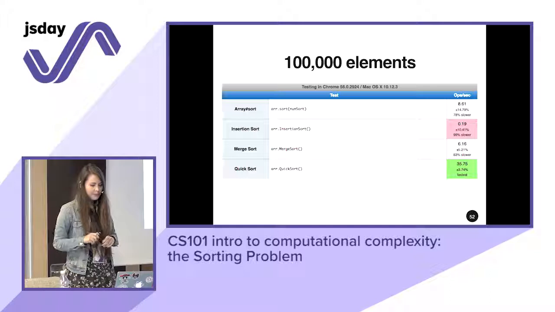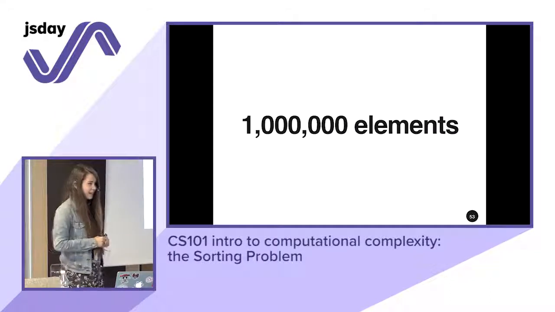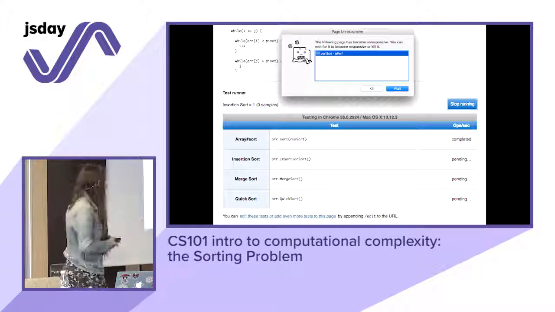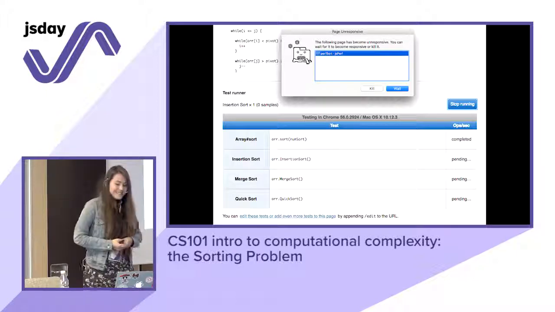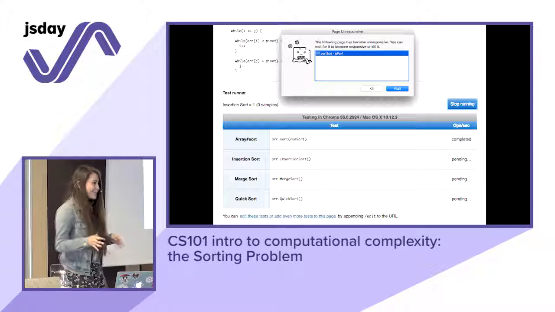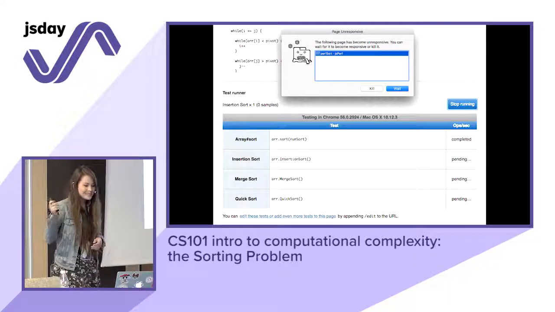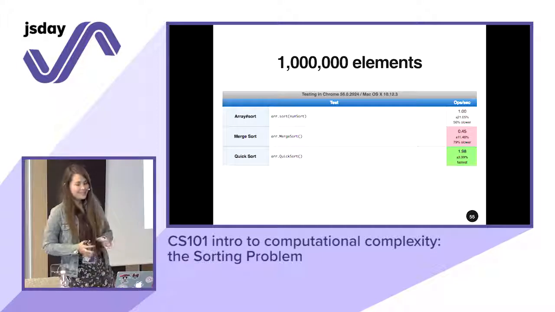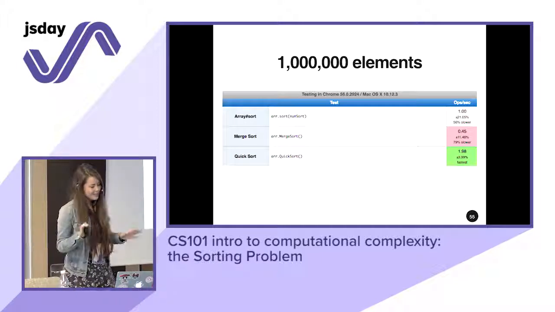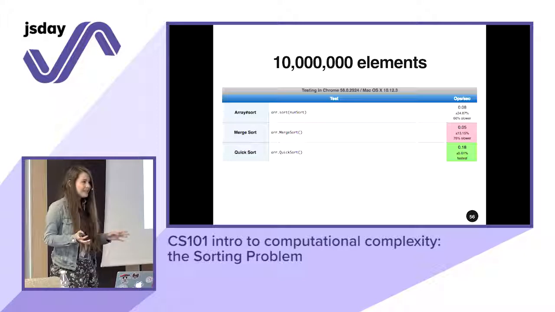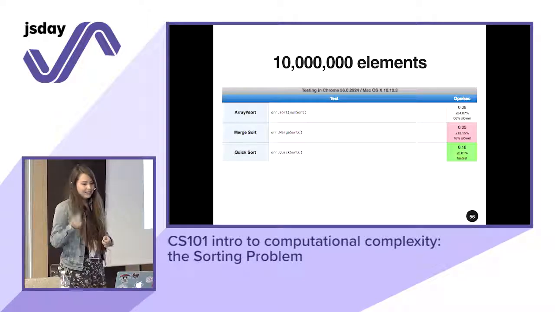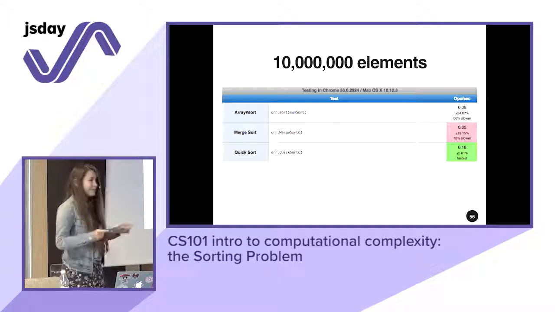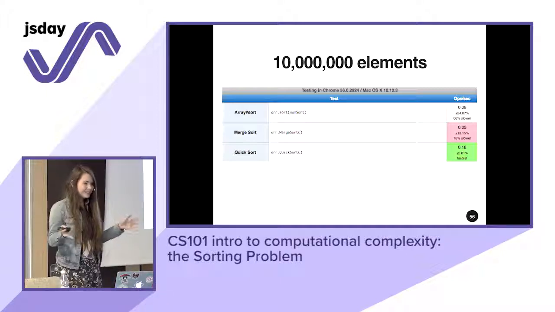And what will happen with a 1 million element array? First of all, my computer froze with insertion sort. So for the following examples, I'm not going to be showing insertion sort. For a million elements, quicksort is still faster than the native version. And just for fun, the last one, with a 10 million element array, quicksort is still faster than the native version.